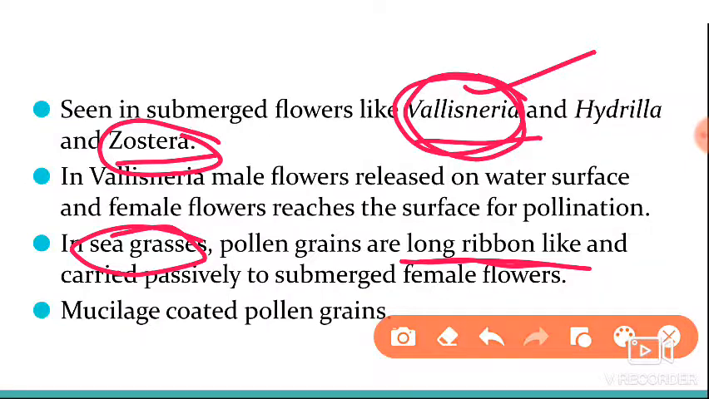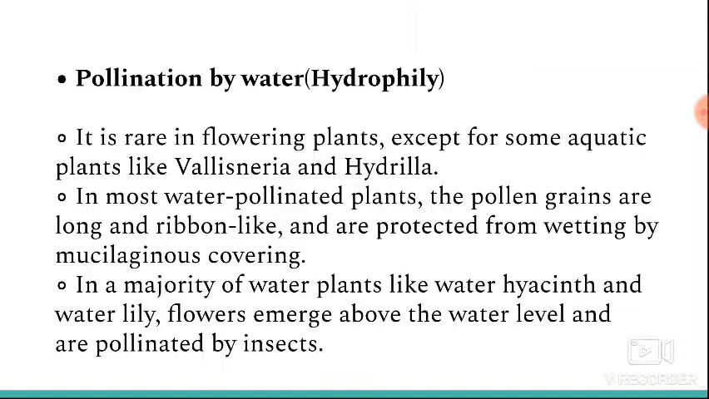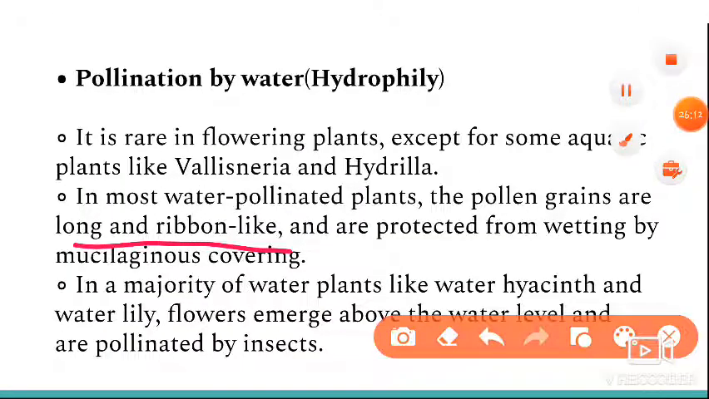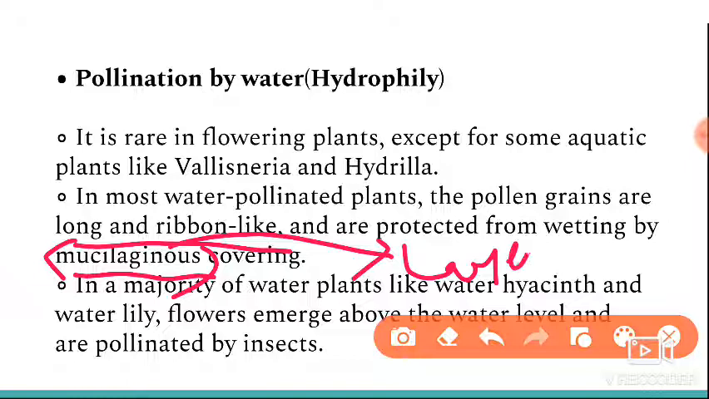Please remember. And coming to the characteristics of water pollinating flowers, what are the characters we can find here? Here the pollen grains are long and ribbon like. And these pollen grains are well protected by a layer, that is a mucilaginous covering or layer. With the help of that, they are covered so that they escape from the wetting, because they are present in water.